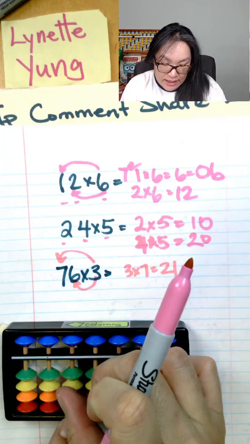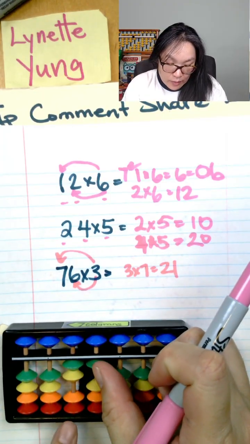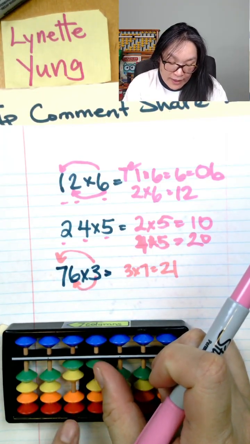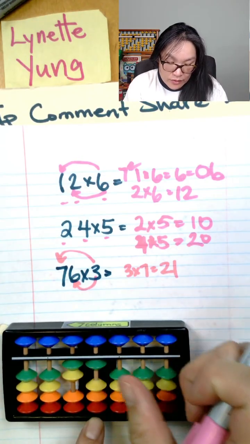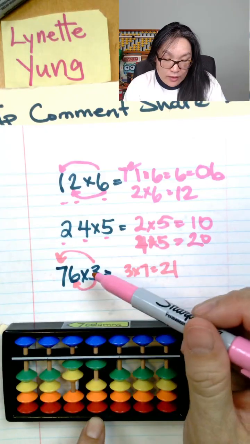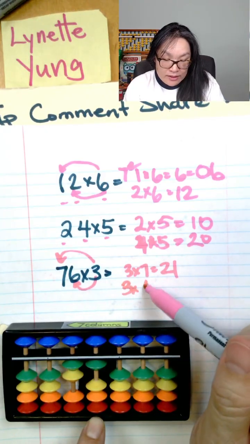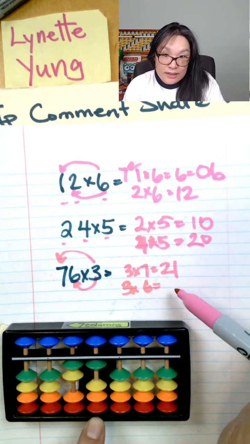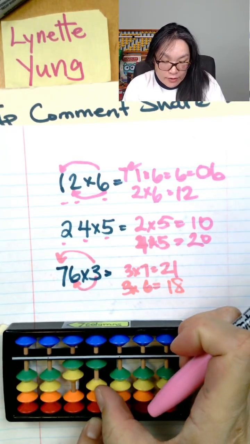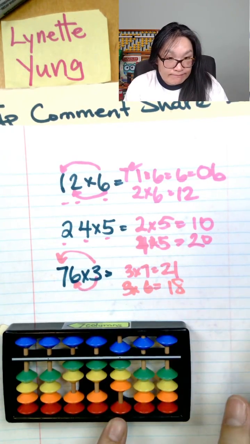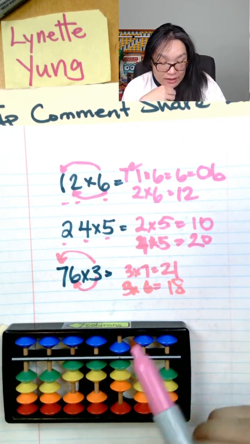So I add my 20, and then I add my 1. Remember, notice I move my finger to the next column, so it reminds me to start there when I do 3 times 6. 3 times 6 is 18, right? So it's 1 and then 8. Yeah. So that is a multiplication.